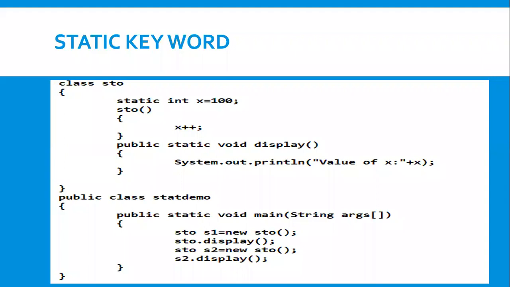Why? Because here x is a static variable. It is not an instance variable. Can anybody tell me, if instead of static I mention only int x, what is the value for s1 and s2? For s2 also, just like s1 equals, s2 equals, mention like that. So now you may understand the difference between static members and instance members.